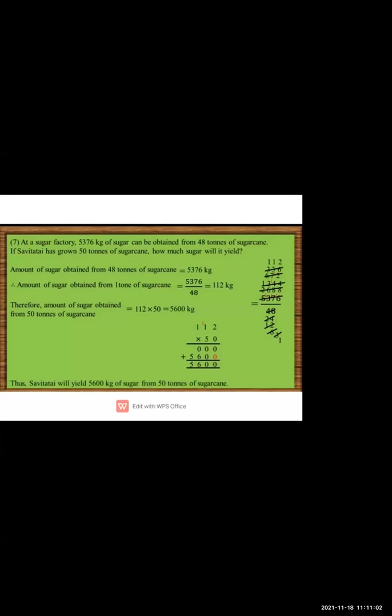In one question there are 2 questions, so we have done that also. Okay, at a sugar factory, 5376 kg of sugar can be obtained from 48 tons of sugar cane. This much kg is given, that is 5376 kg of sugar is obtained from 48 tons.